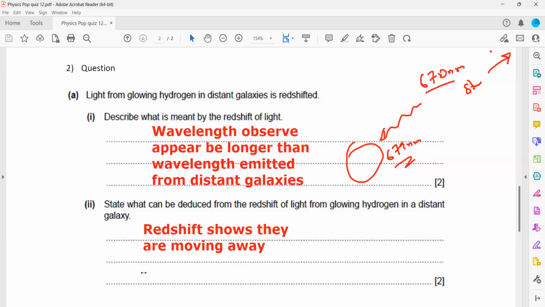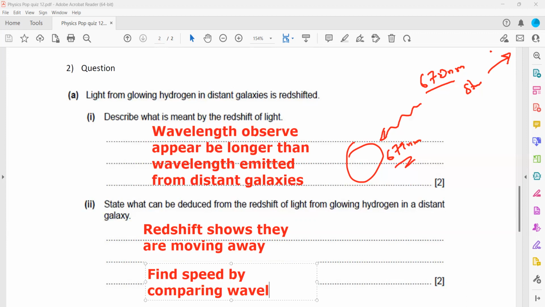So we can find the speed of the galaxy by comparing the wavelengths. So how much the wavelength changes can be used to work out the speed at which these galaxies are moving. So using a redshift, first thing, redshift shows that this galaxy or star is moving away from us. And using that redshift, the change in the wavelength, we can work out the speed at which this star or galaxy is moving away from us.